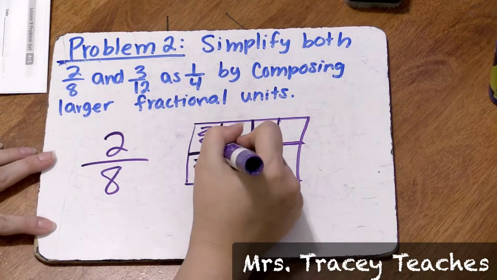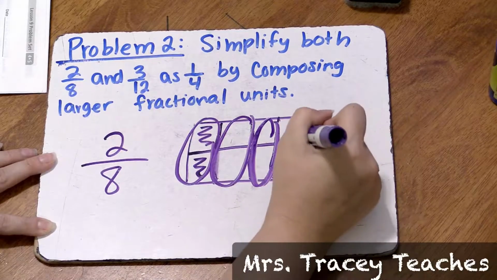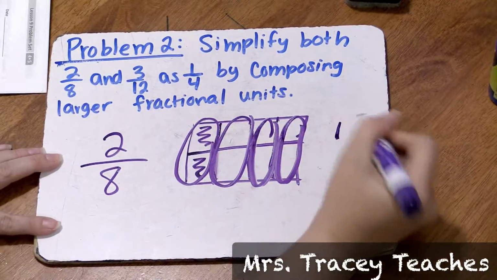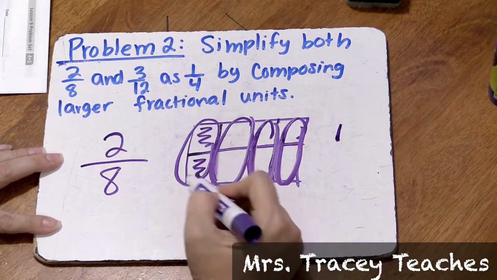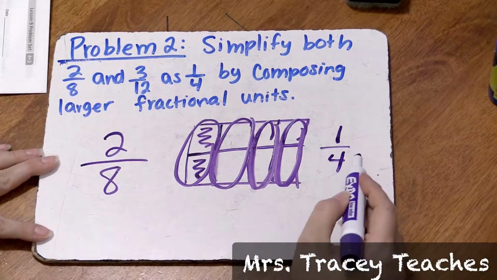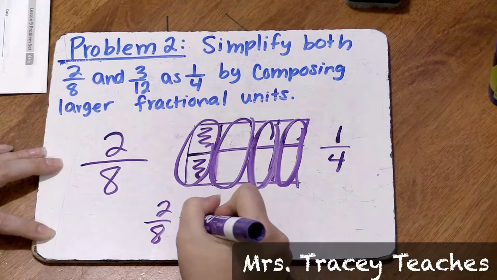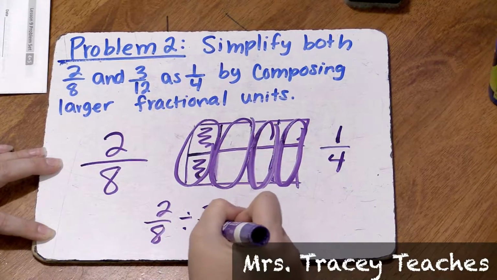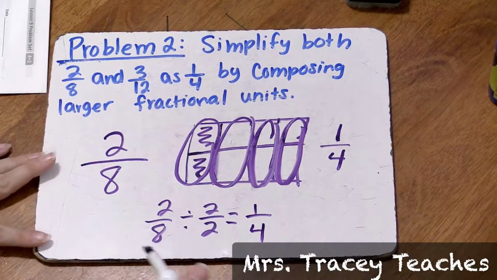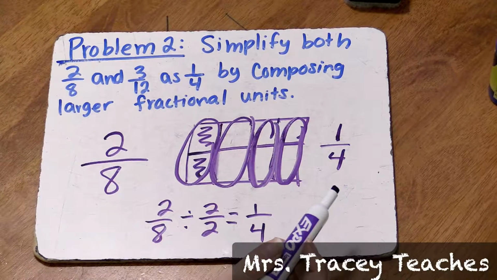How many groups of 2 are shaded? If I circle the groups of 2, I have 1 group of 2, 2 groups of 2, 3 groups of 2, 4 groups of 2. How many groups of 2 are shaded? 1 out of how many that I circled? 1, 2, 3, 4. 1 out of 4 are shaded. So 2/8 is equivalent to 1/4. I can also see that by going 2/8 divided by 2: 2 divided by 2 equals 1, and 8 divided by 2 is 4. So 2/8 is equivalent to 1/4.